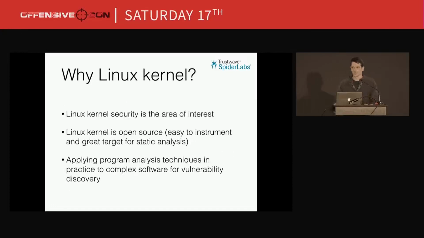So first, why the Linux kernel? It's just one of the areas of personal interest, and Linux kernel is open source, so it makes it easy to instrument. There is no need for dynamic instrumentation, and it's just a great target for static code analysis in general, and symbolic execution or Concolic testing. And lastly, I thought it would be interesting to apply one of those existing program analysis techniques to something as complex as the operating system kernel, and see how well it performs in practice compared to, say, fuzzing based on code coverage.